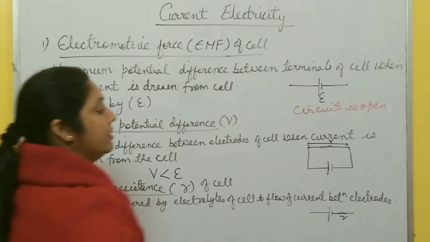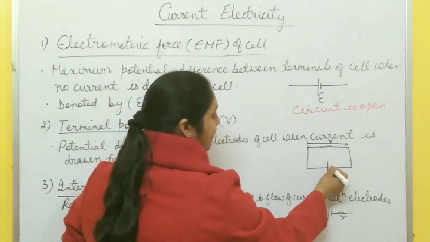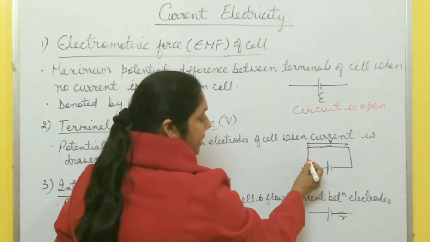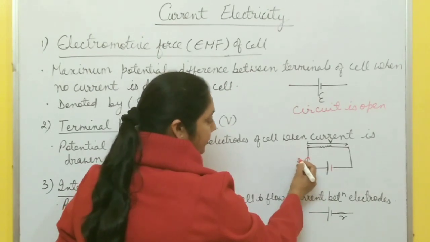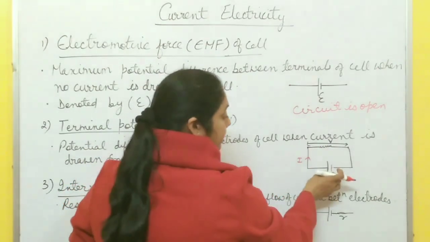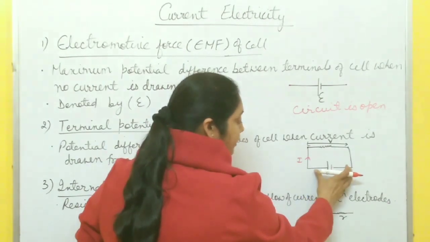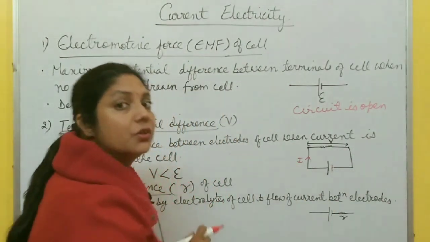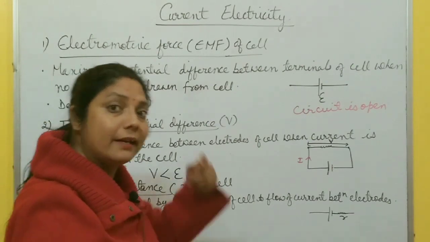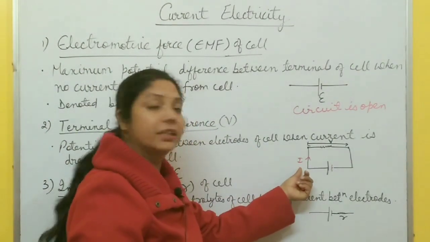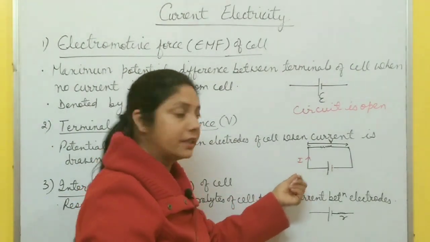Now what happens when this cell is connected to the circuit? Now current starts flowing, right? And this time the terminal potential difference between these two ends is not equal to EMF of the cell. That EMF of the cell is used in flowing a charge and hence producing current.